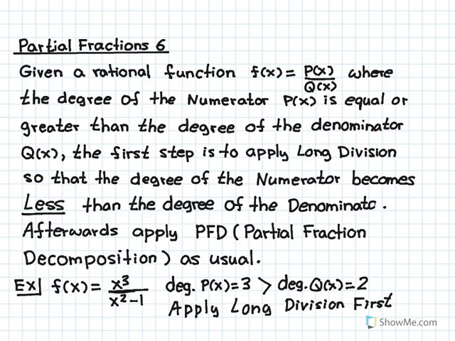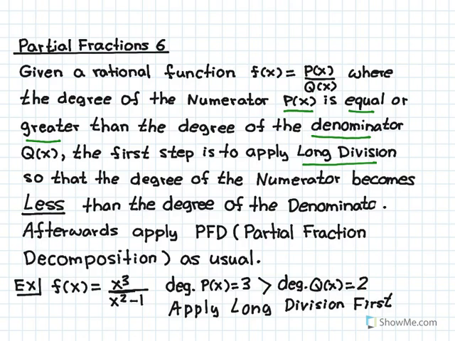Given a rational function, f of x is equal to p of x divided by q of x, where the degree of the numerator, p of x, is equal or greater than the degree of the denominator, q of x, the first step is to apply long division, so that the degree of the numerator becomes less than the degree of the denominator. Afterwards, we apply partial fraction decomposition in the usual way. Let's look at an example.